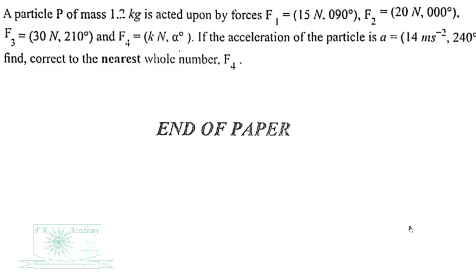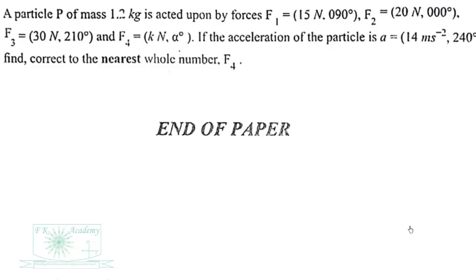Vectors and Mechanics, Further Mathematics, 2024, Paper 2. Question number 15. A particle P of mass 1.2 kg is acted upon by forces F1, F2, F3, and F4. If the acceleration of the particle is 14 meters per second squared on a bearing of 240 degrees, find, correct to the nearest whole number, F4.